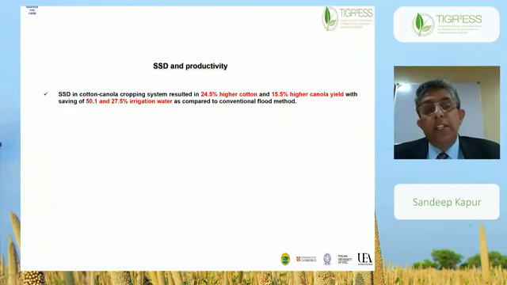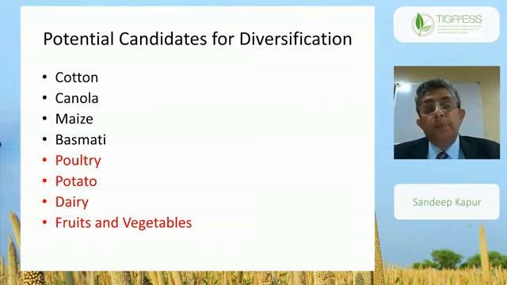The other systems are also there, particularly subsurface drip, where we are able to see higher cotton productivity as well as canola productivity. So our main potential areas are cotton, canola, maize, basmati, poultry, potato, dairy, and fruit and vegetable.